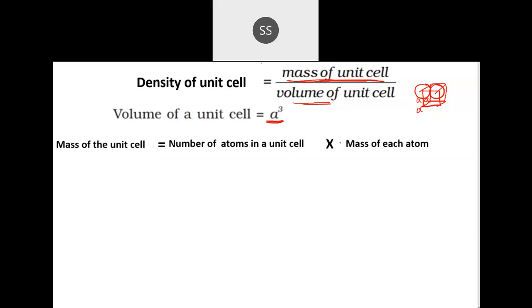We are considering here all the atoms are similar, the same kind of atom. So we are keeping it very simple. Your syllabus has only this much now. So it will be number of atoms in the unit cell into mass of each atom. Number of atoms we are going to denote by Z, and mass of each atom we are going to denote by M. So Z into M. This will be the formula to calculate mass of the unit cell.